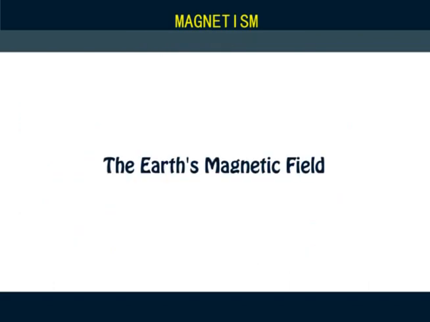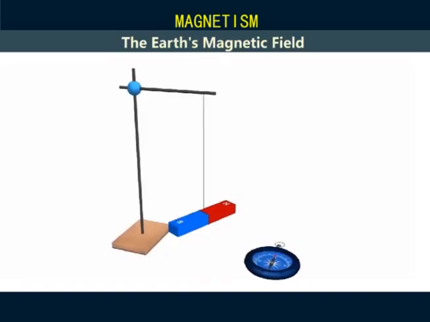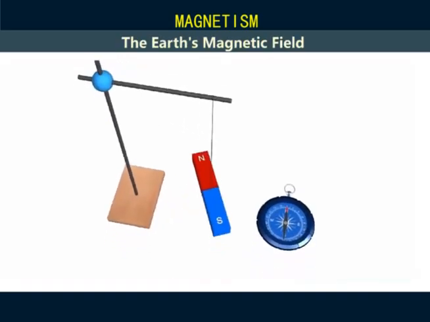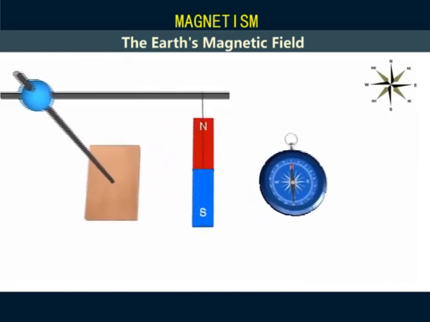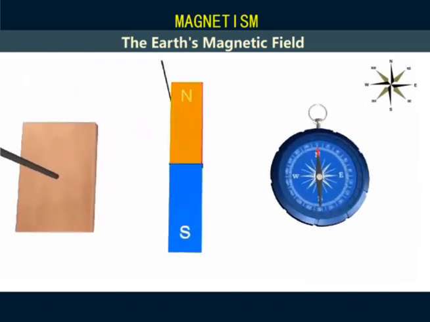Next, the Earth's magnetic field. So, we have seen that a freely suspended magnet oscillates for some time and then comes to rest in the direction of the geographic north-south. One end points to the geographic north, called the north-seeking pole, or simply the north pole of the magnet, and the other points towards the geographic south, called the south-seeking, or simply the south pole of the magnet.